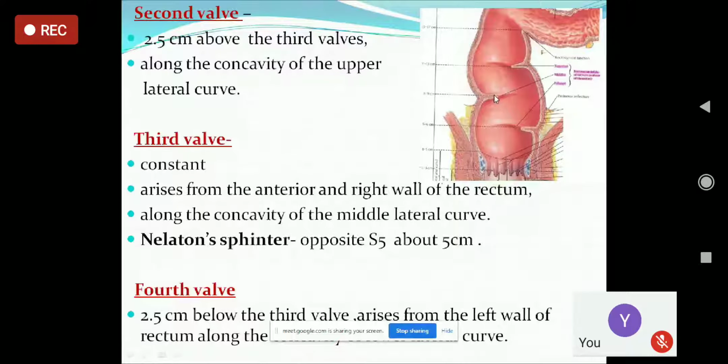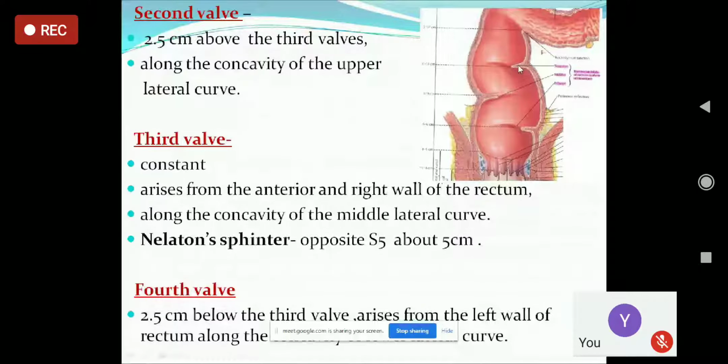This is the third valve, this is constant, this is the second valve, and this is the fourth valve. The second valve lies along the upper convexity, in the middle of the upper lateral convexity. Now the third is opposite the middle of the left lateral convexity, and the fourth one is opposite the lower lateral convexity. You are getting me?